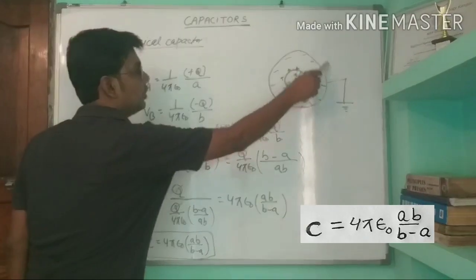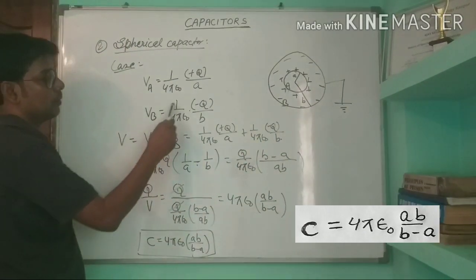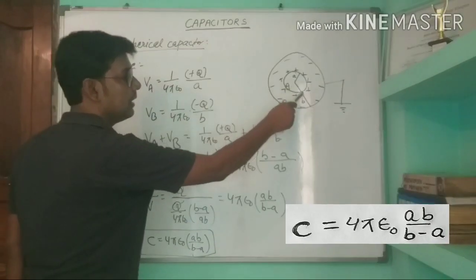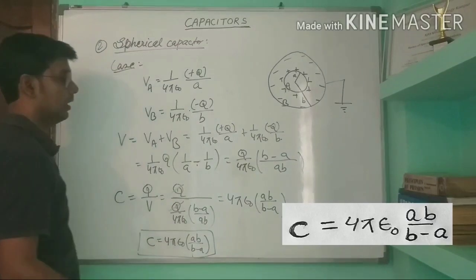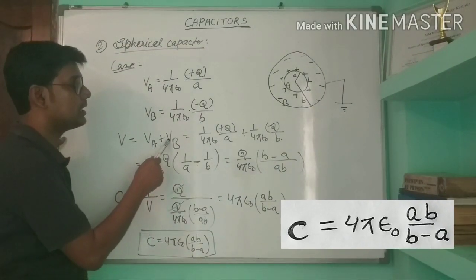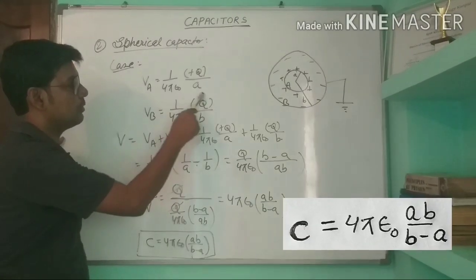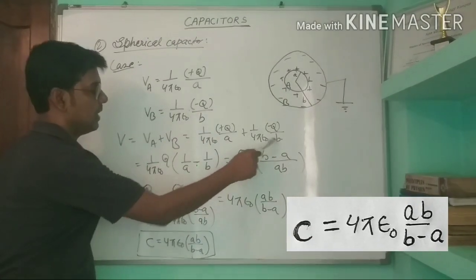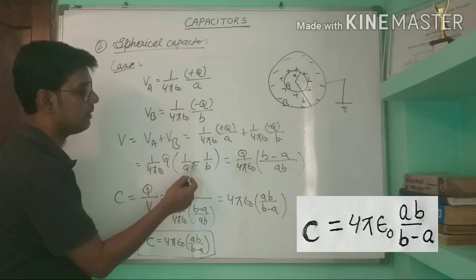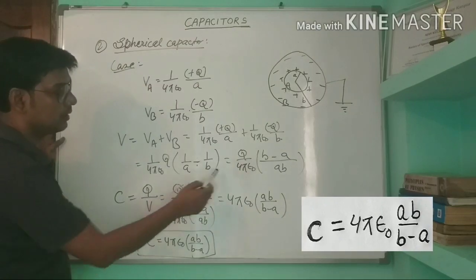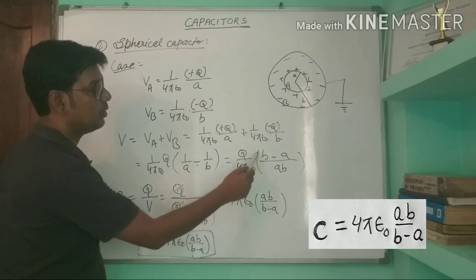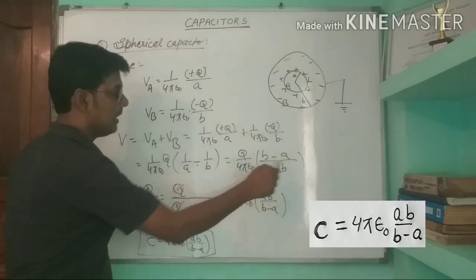Now the potential due to the bigger sphere is 1 by 4 pi epsilon 0 and minus q by B. B is the radius of this bigger sphere. Now the total potential V will be VA plus VB. That means VA is this much and VB is this much. So the total will be 1 by 4 pi epsilon 0 q into 1 by A minus 1 by B, and finally V is calculated as q by 4 pi epsilon 0 into B minus A by AB.